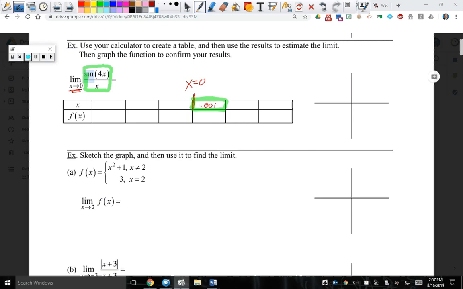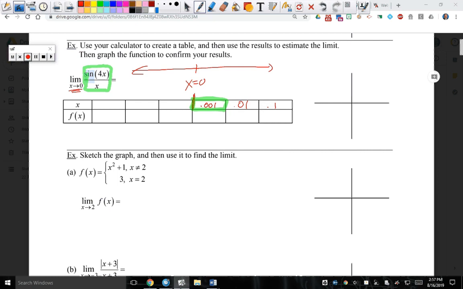0.001. Think of it like a number line. There's x is equal to 0, and we want to be right close to it, like right here, per se. We'll say 0.001. A little bit further away, what will my next number be? 0.01. There's that tenth. And what's the last one, the furthest one away?